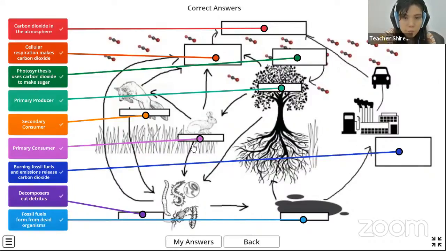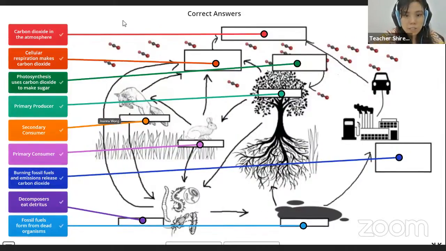Over here, the rabbit that eats the plants is called a primary consumer. The fox that eats the rabbit is a secondary consumer. Then all of these release carbon dioxide through respiration. That's pretty much it. Any questions? Okay, this one is a little bit harder.